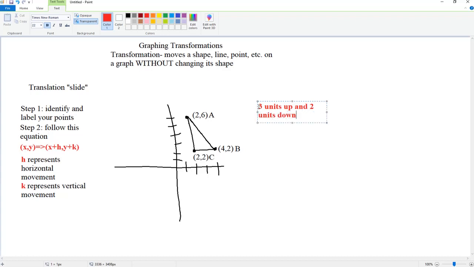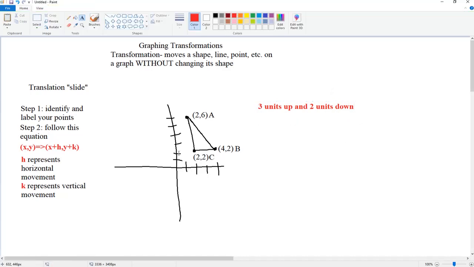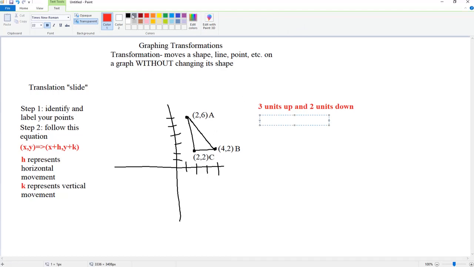What I'm going to do here is not even really look at this graph. I really don't care about this graph. All I care about are my points, and I'm going to use this equation to help me figure out where my points are now. So let's take a look at this. My original equation here is (x, y), arrow, (x plus h, y plus k).